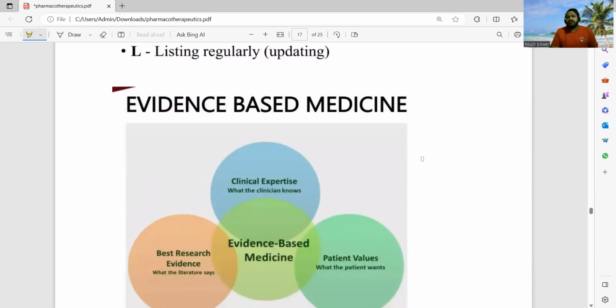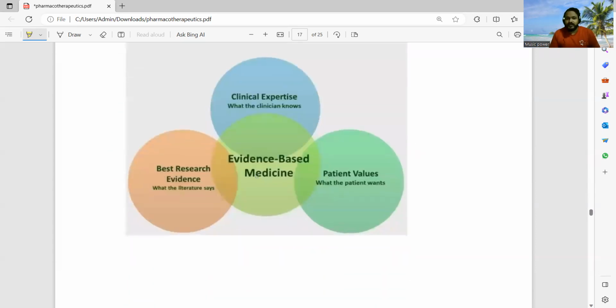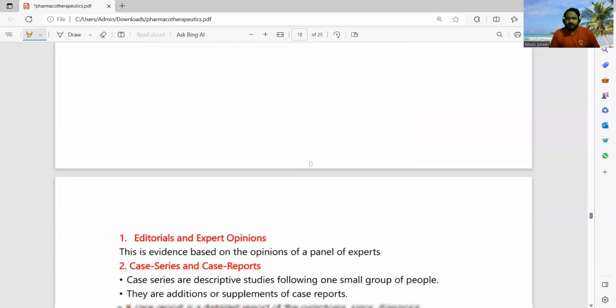So, evidence-based medicine: the best research evidence, what the literature says; clinical expertise, what the clinicians know; and patient value, what the patient wants, what is the need of the patient. So these are important points.